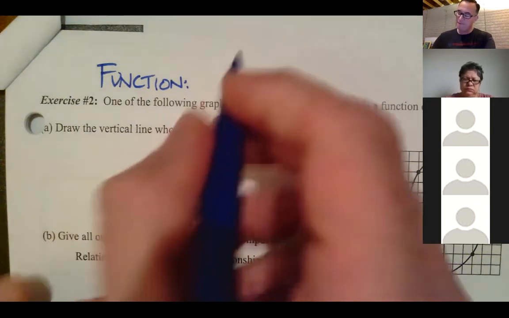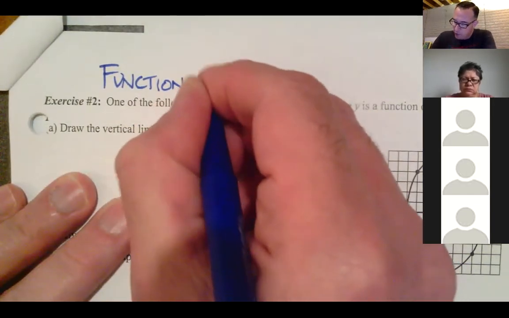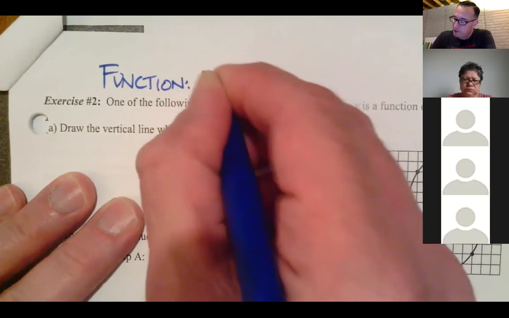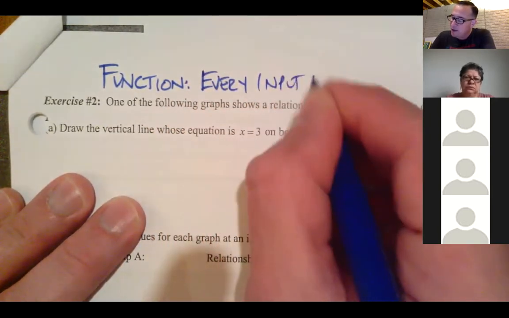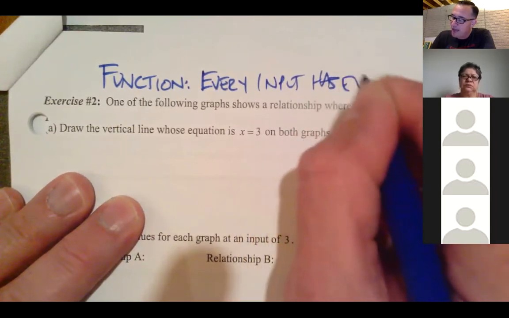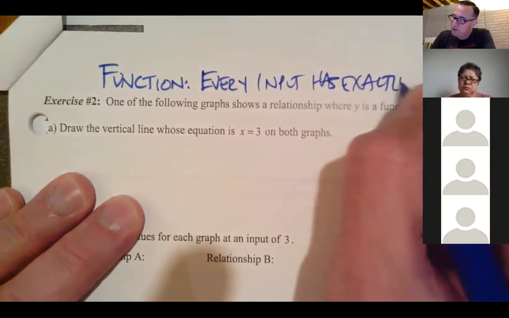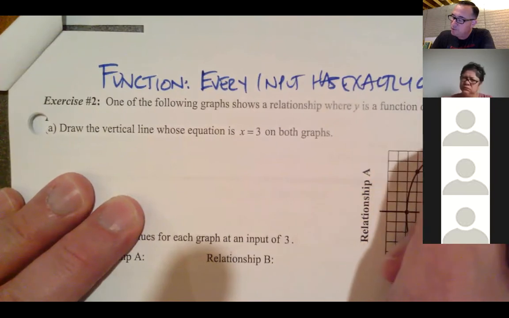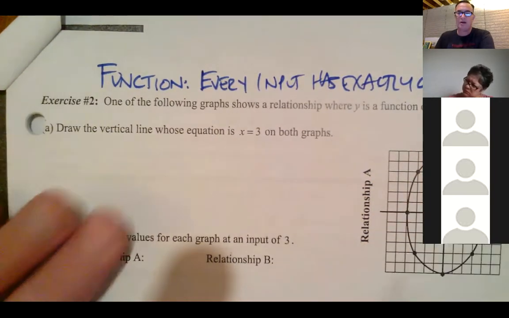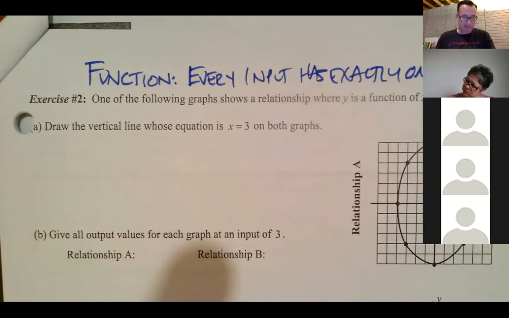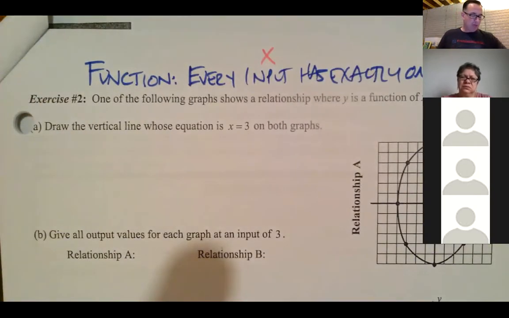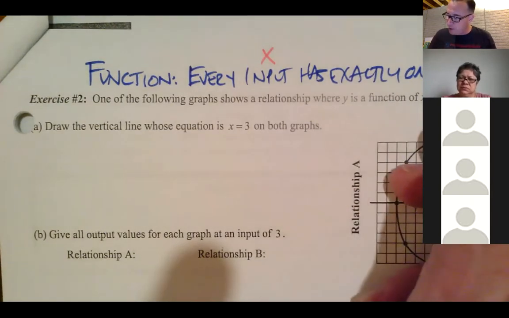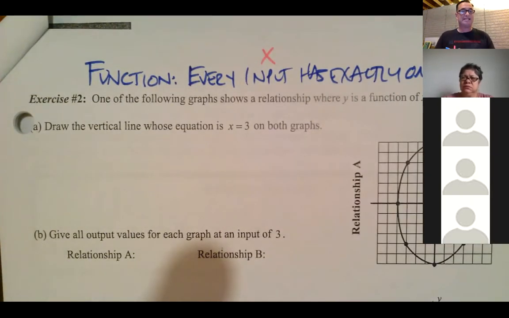So when we're talking about a function, every input has exactly one output. Our input values are our X values. Our output values are our Y values. So every X value gives me exactly one Y value, and that's what makes it a function.